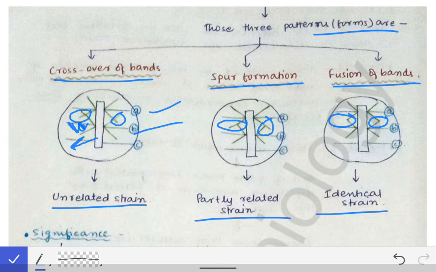Now coming to the next part of the definition, that it is in vitro. In vitro means it is done outside the animal body, outside the body. We know about in vitro fertilization, meaning fertilization which is done outside the body. Similarly here also, in vitro means the test which is done outside the body.